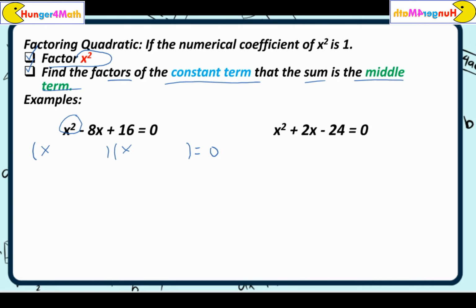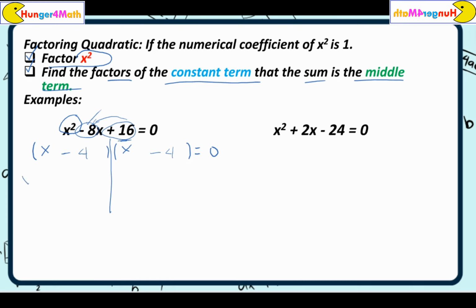Then for the 16, which is the constant term, we have to find the factors of 16 whose sum is negative 8. So that is negative 4 times negative 4 gives you positive 16. And if we add negative 4 plus negative 4 gives you negative 8. So this is the factorization of x squared minus 8x plus 16. Then equate both factors to 0.